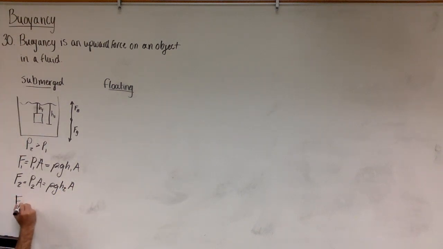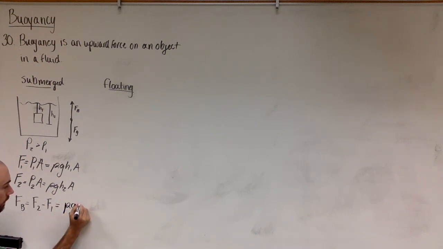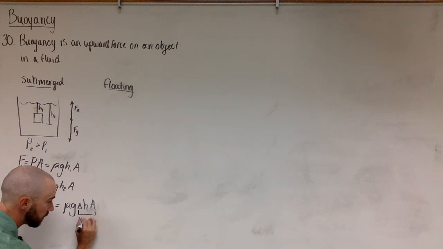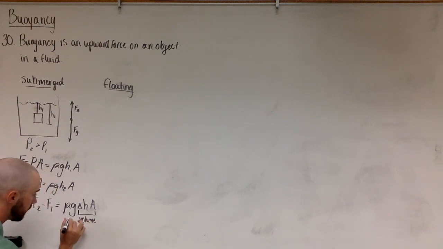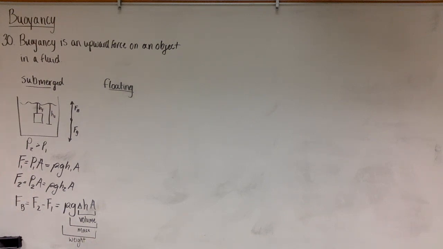So what we find is that our buoyant force is going to be equal to F2 minus F1, which is basically, the only difference between these is h2 and h1. So it's going to be rho g delta h A. If we look closely, this part right here is the volume of the fluid that's displaced. If we go over here, this is the mass of the fluid displaced. And this is the weight of the fluid displaced, also known as the force.